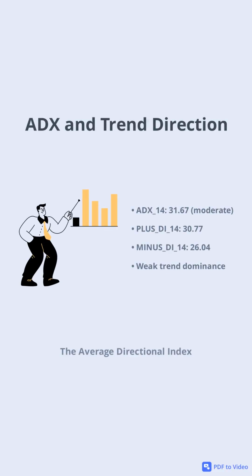The average directional index, ADX, measures trend strength. EVTV's ADX 14 is at 31.67, indicating a moderately strong trend. The plus DI 14 at 30.77 and minus DI 14 at 26.04 suggests sellers have a slight edge. The directional movement index, DX 14, is low at 8.34, hinting at a lack of clear dominance. Overall, the trend is present but not robust, and traders should be alert for potential shifts.